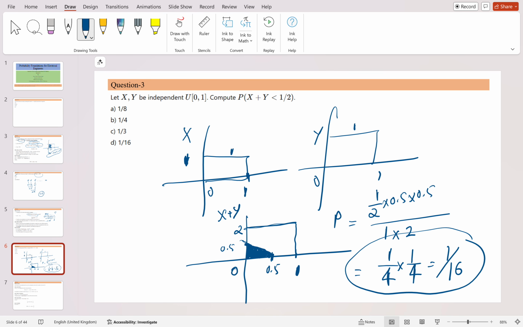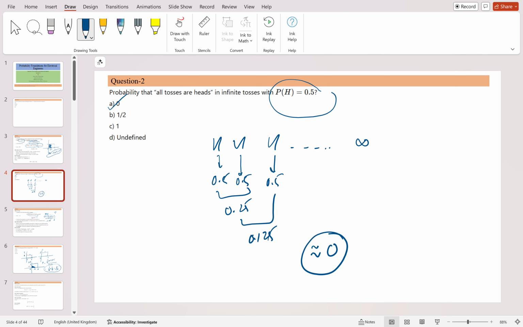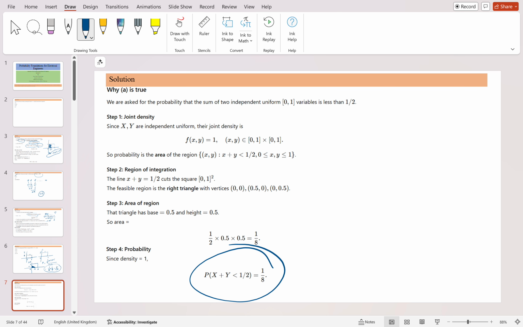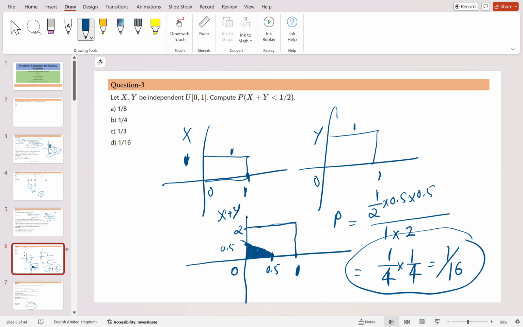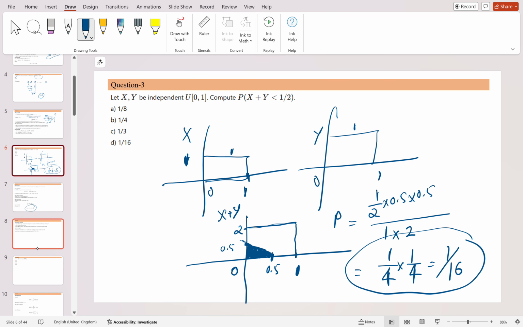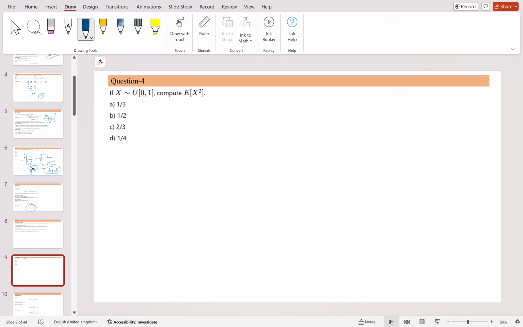So the correct answer here: all the options are not correct. It will not be 1 by 8. It will be 1 by 16. Okay, let's move forward. Try to solve this problem.